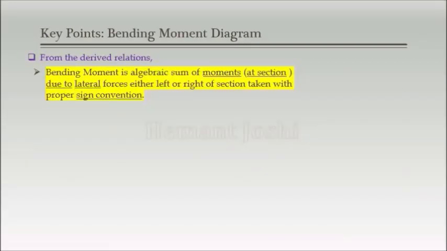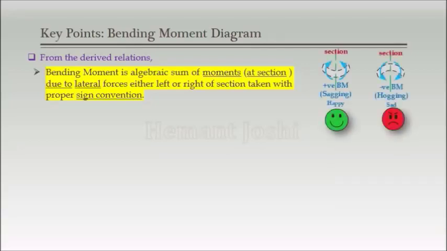Now regarding the bending moment diagram, again the mathematical definition will be: bending moment is the algebraic sum of moments, because it's a moment, taken at a section due to lateral forces either left or right of the section with proper sign convention. Again the same concept you remind. Left of the section or right of the section we have to consider with proper sign convention. And the sign convention for bending moment is very simple. There are 2 technical names given: sagging moment, which is taken as positive, and hogging moment, which is taken as negative. Let us understand what is that sagging and hogging.